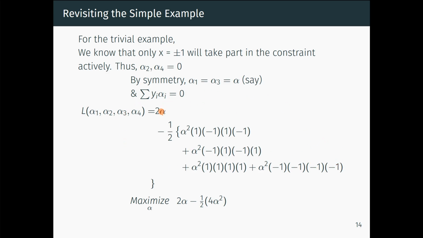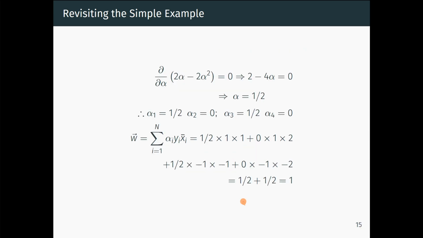And if we just expand this out, this is 2 alpha minus half into alpha squared plus alpha squared plus alpha squared plus alpha squared. So thus the Lagrangian objective that you're trying to maximize is 2 alpha minus half into 4 alpha squared, or 2 alpha minus 2 alpha squared, which if you differentiate with respect to alpha and set to 0, you will get alpha equal to half, right? Which means that alpha 1 equal to alpha 3 equal to half, alpha 2 equal to alpha 4 equal to 0.